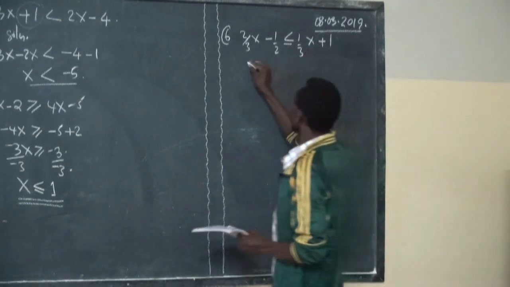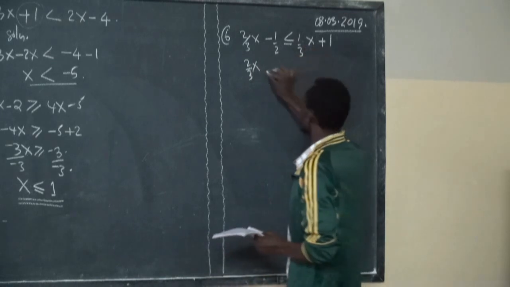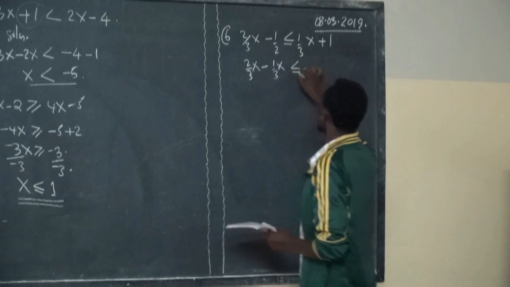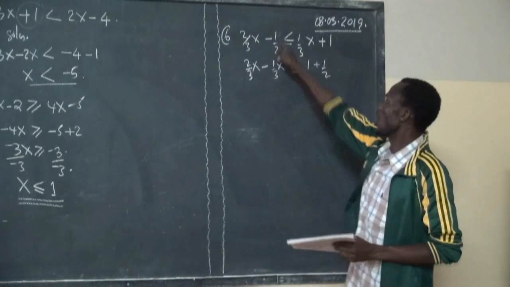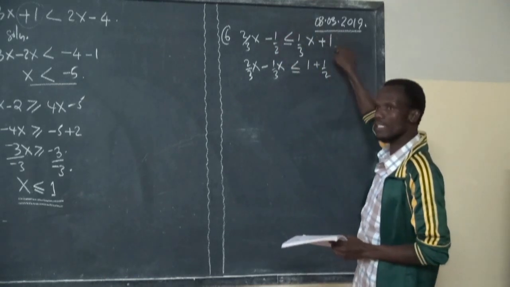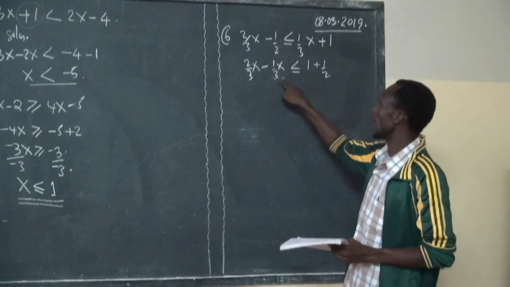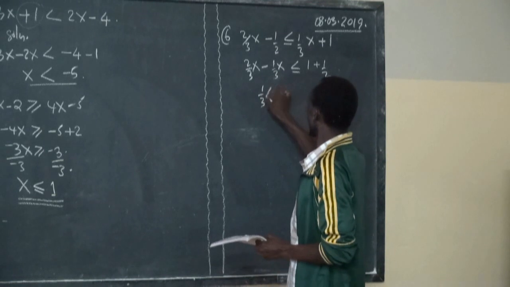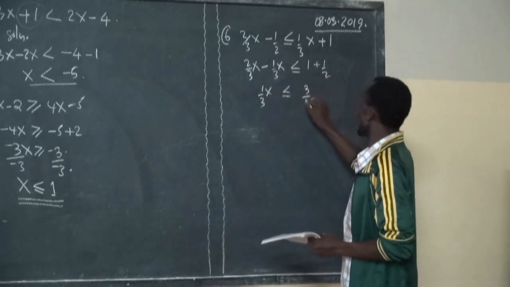Now this is it. 2 over 3x. Now remember this is 1 over 3, now it is positive. Now it is 1 over 3x is less or equal to 1, then plus 1 over 2. Because for this negative, it is taken to the other side and becomes positive. Now we collect the like terms here. It is this one minus this one, then you remain with 1 over 3x, is less or equal to, this one will be 3 over 2.